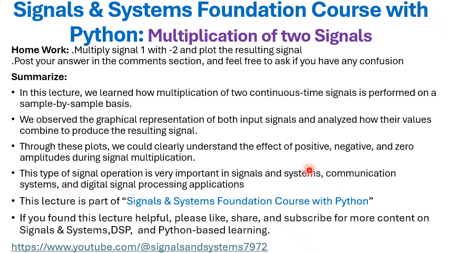So you understand, if for any part of the signals they both are positive, the result will be positive as in normal multiplication, and if they both have negative values, the result will also be positive as in normal constant multiplication. Similarly, if one signal is negative and the other is positive, then the result will be negative, and the result is zero if any of the signals is 0. This type of signal operation is very important in signals and systems, communication systems, and digital signal processing applications.